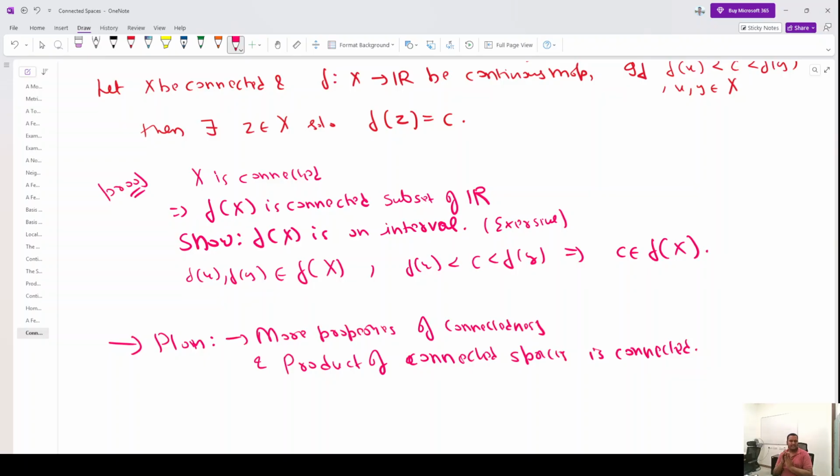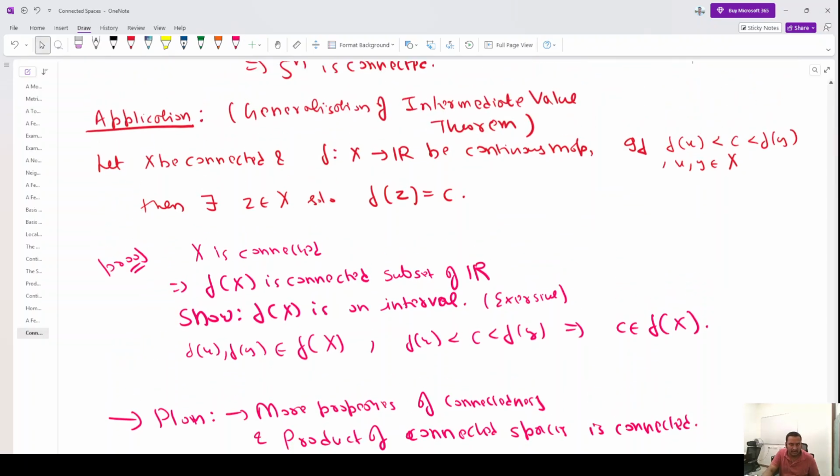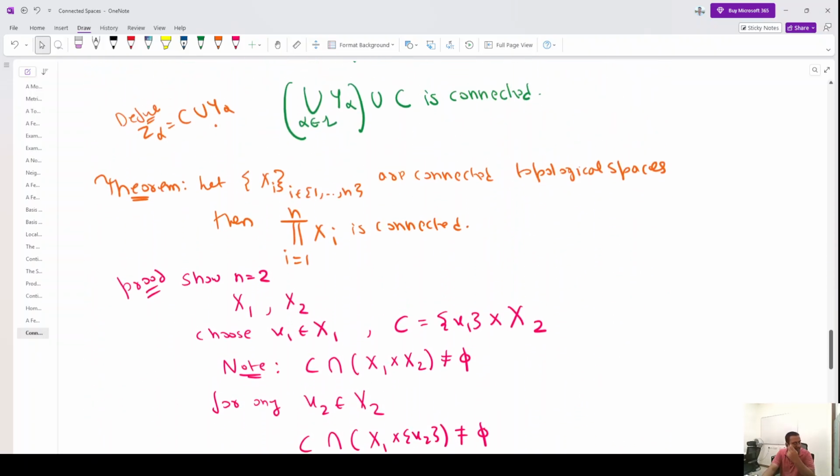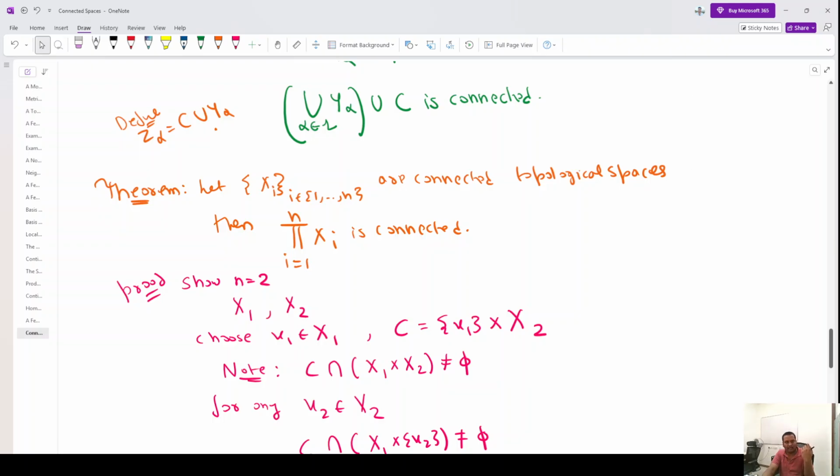So some more properties, in the theorem, product of connected. Note that what we have proved is just for finite product, right? Yeah, finite product. But I'm writing their product.